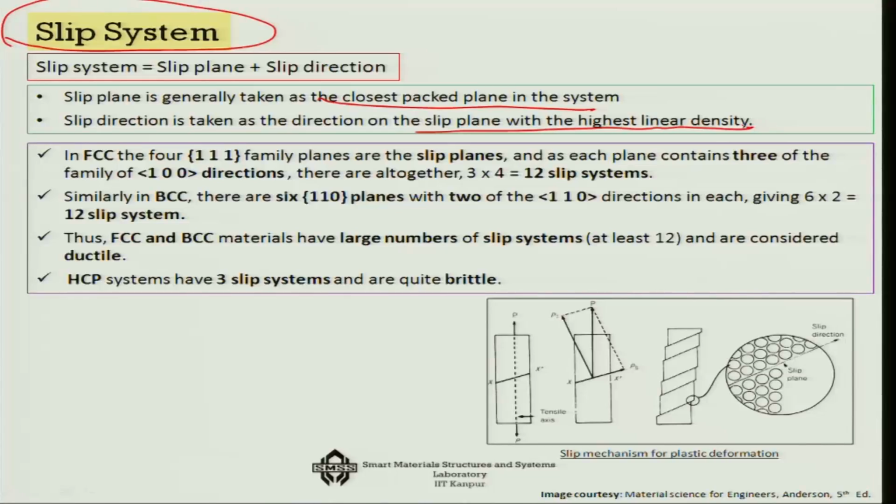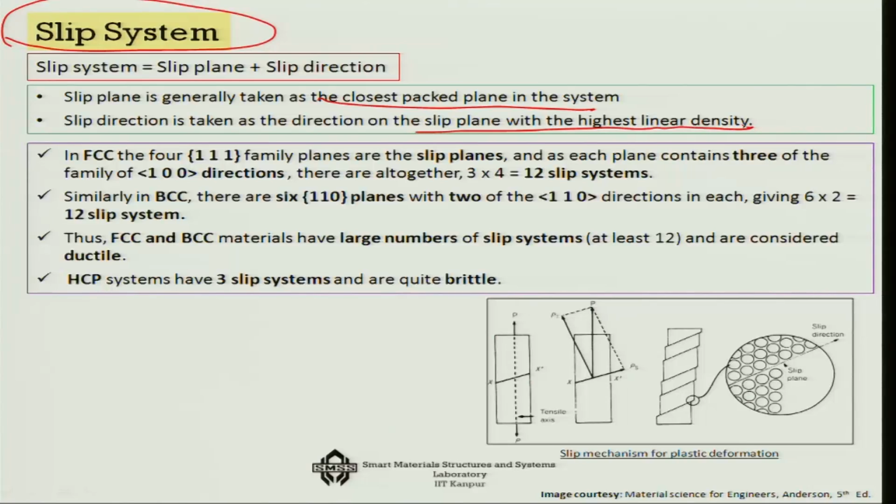We have also addressed this problem in the last class, where we said that if there is a high linear density, then it is always easy for many things to happen fast, using those atoms as the pivotal lines. I gave you an analogy of pulling a carpet or a rug, where if you have a number of bearings or balls below, it is much easier for you to pull. Here also, if you have higher linear density, then you are going to get the slip directions along that direction itself.